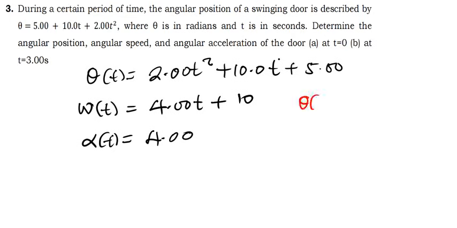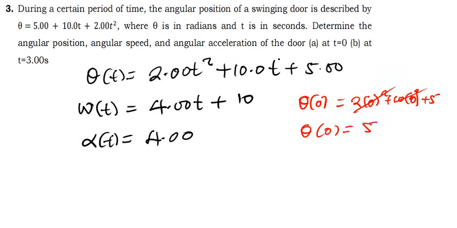Theta, when time is 0, what will be the value? 2 times 0 squared plus 10 times 0, then plus 5. So this will be 0, this will be 0. So theta when time is 0 is going to be 5. Now because we're talking about angular position, that becomes rad.